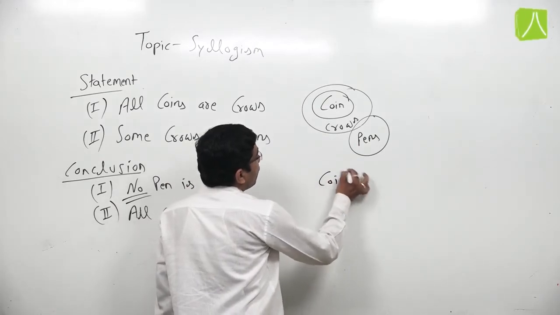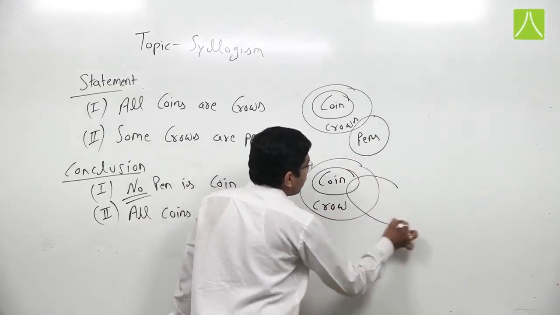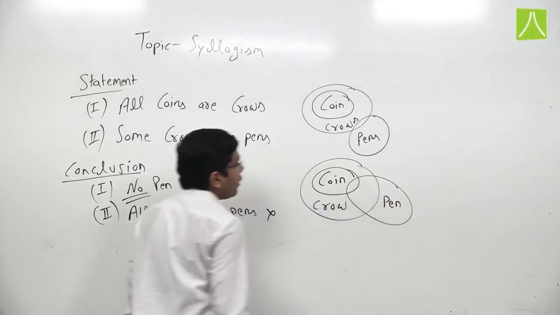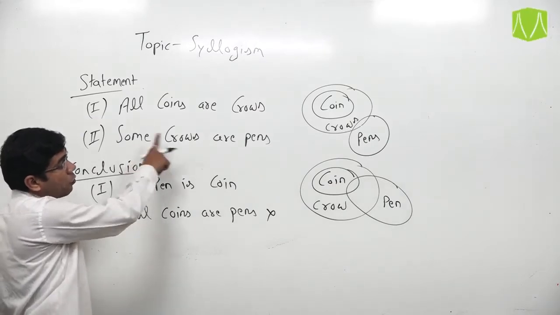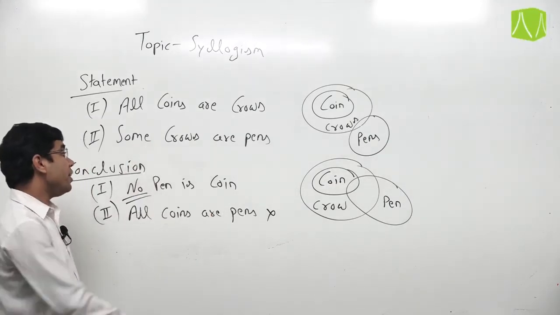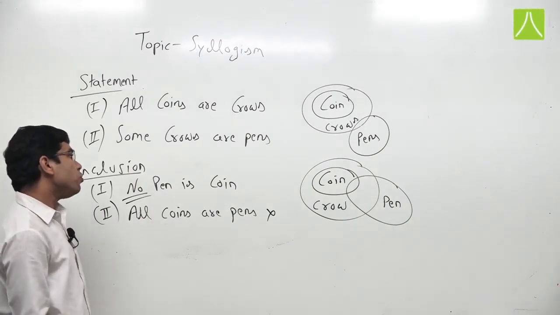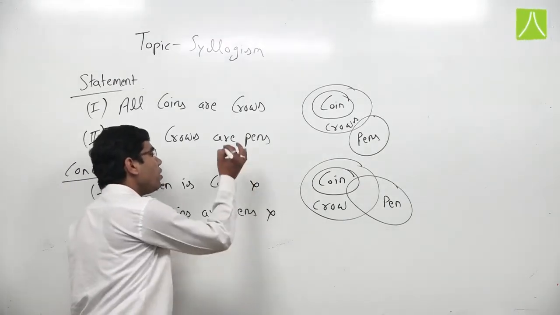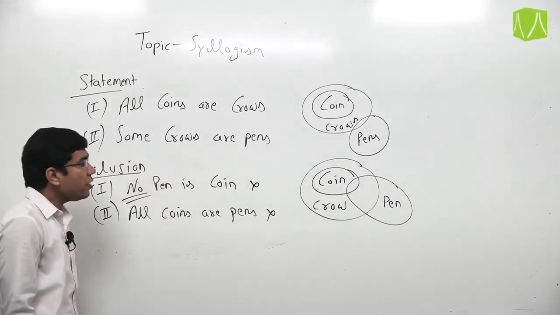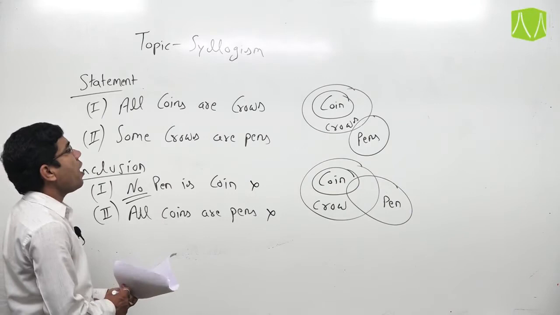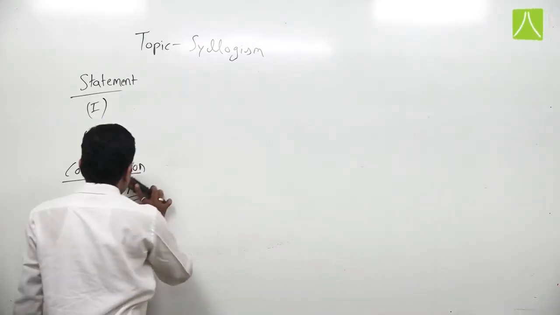The alternate diagram we can draw like this. Here, all coins are crows, the statement is correct. Some crows are pens, the statement is correct. But here, conclusion number 1, no pen is coin, is not correct. So, we can say that overall conclusion 1 is not correct. So, our answer for this question is the option: both the conclusions do not follow. Now take the next example.